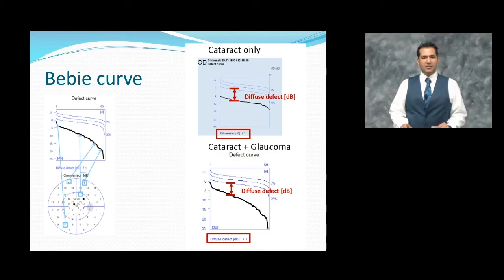Next step is the Bebie curve. The Bebie curve represents the comparison data obtained from the visual fields, ranked from the best point to the worst point. You have a graphical representation that looks something like this, and you have a couple of lines represented. If the person is a normal, healthy person, the Bebie curve should fall within the limits of normality. But if there is a diffuse defect, which could be due to cataract, then you would see a Bebie curve that is parallel to the normality lines. Or if a person has a cataract and perhaps glaucoma, a region of defect would be diffuse, but then a specific localized defect is also visible.